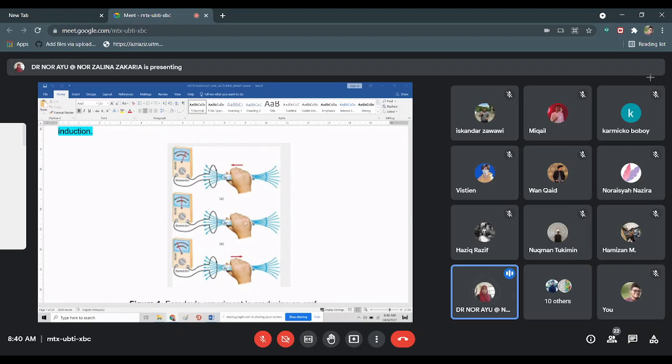In the second one, the person is just holding the magnet without doing anything, so the magnet is not moving to the left or to the right, it just stays static. The ammeter will show nothing, meaning that if the magnet is not moving, no current is induced inside the circuit.